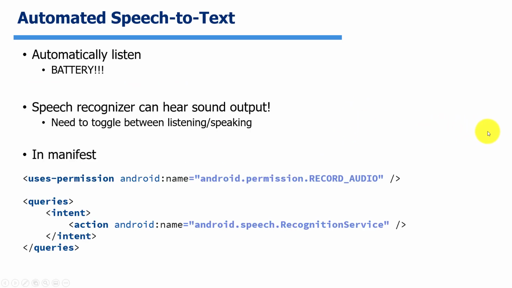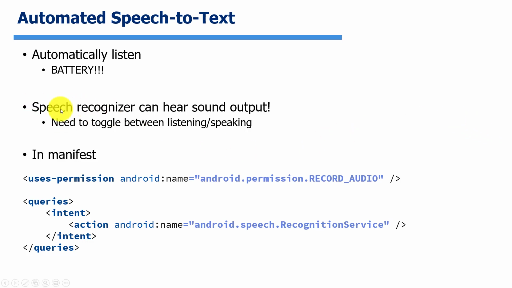Now, automated speech to text is a little bit trickier here. And by automated here, I mean that we're just going to automatically listen to the user whenever we're not currently speaking. Keep in mind, this can affect the battery if we're constantly listening, as well as, in a lot of cases, the user doesn't want an application to constantly listen to them.